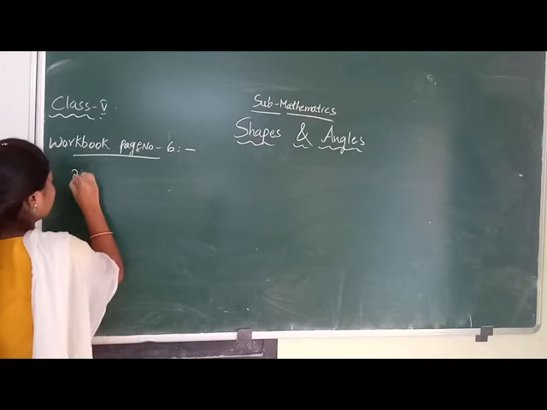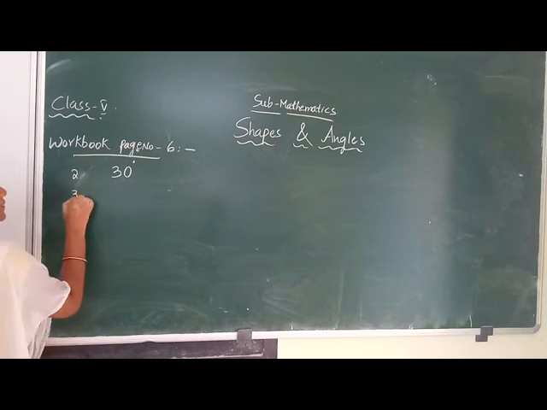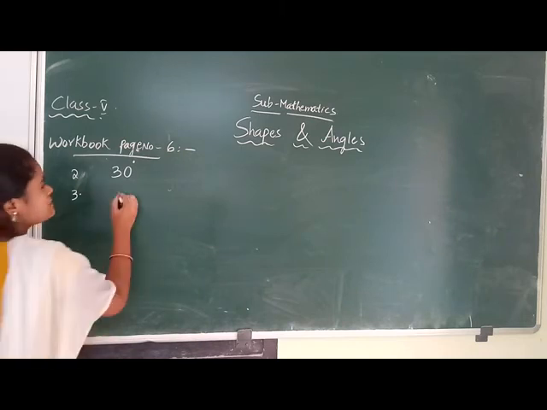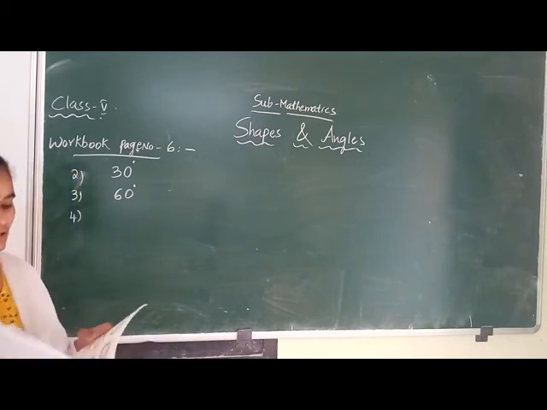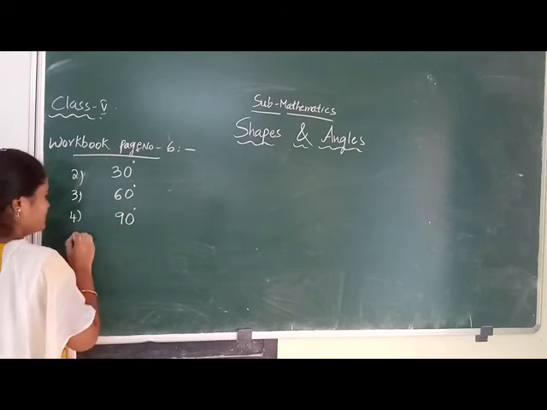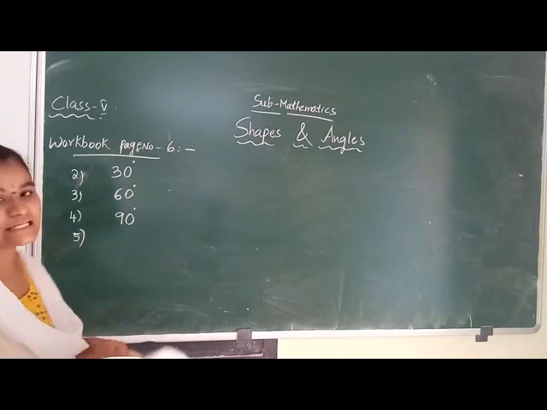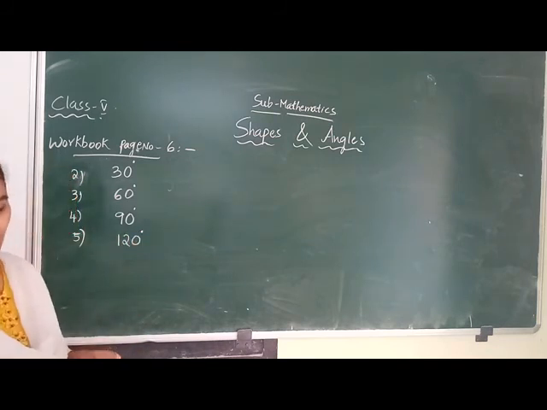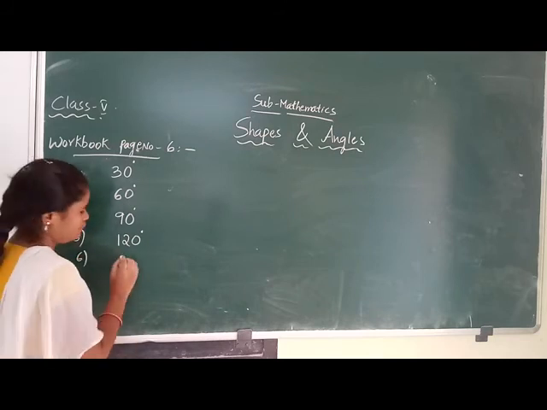Second one is 30 degree. Okay. Third one. 1 means 30, 2 means 30 double. 30 plus 30, 60. Now 3 means 90. That one is right angle, 90 degree. Fourth means 90 plus 30, 120 degree. Fifth one is 5, 120 plus 30, 150 degree.